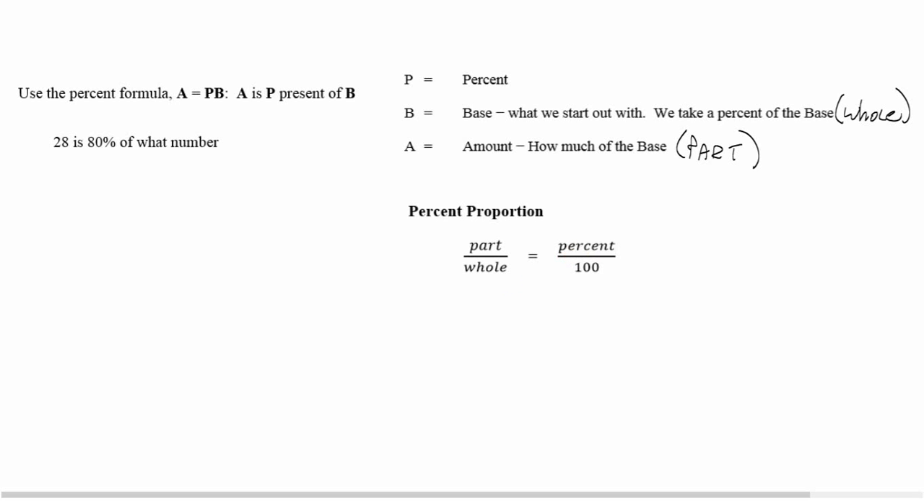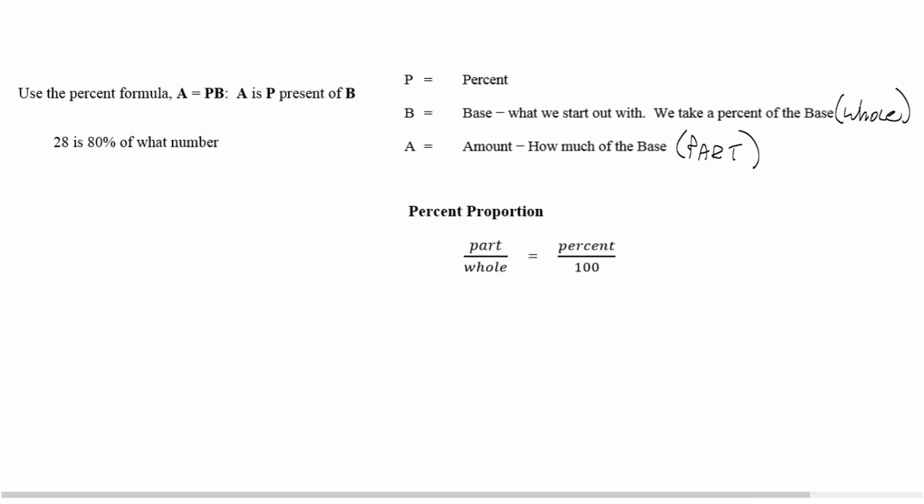Either one works. I kind of like this one because when we put in our percent, in this case 80%, we're going to leave it as 80 instead of converting it to a decimal. If you're using the percent formula, you have to remember to convert it to a decimal, so you would have to use 0.8. Not a big deal, but you just need to be aware of that.